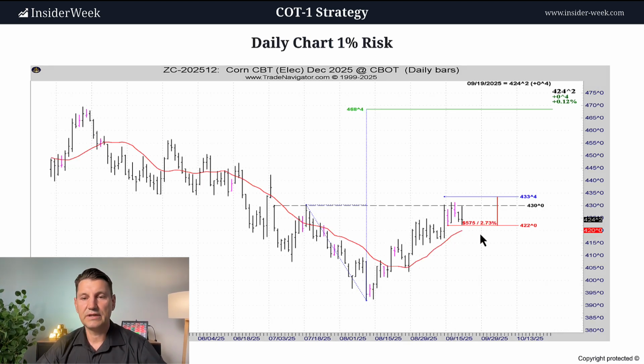My plan is, if the trend continues, I want to be in the market with a long trade. Therefore, I plan my trade at 433, the blue price. The red price is my stop loss, and the green price is my take profit. This is my trade for the coming trading week.